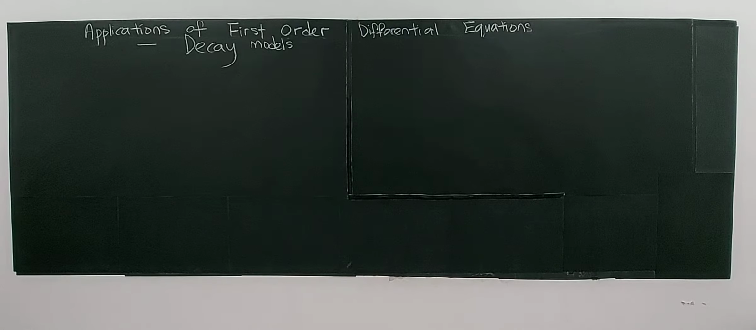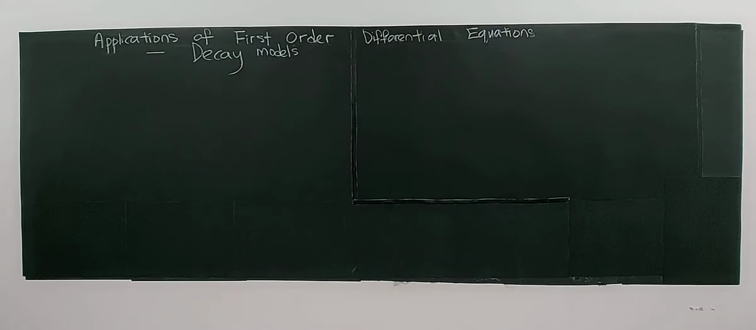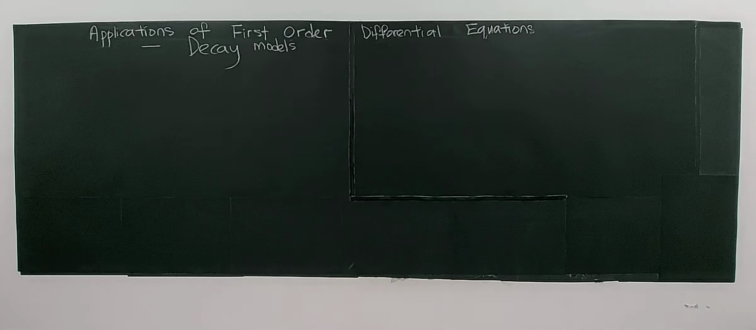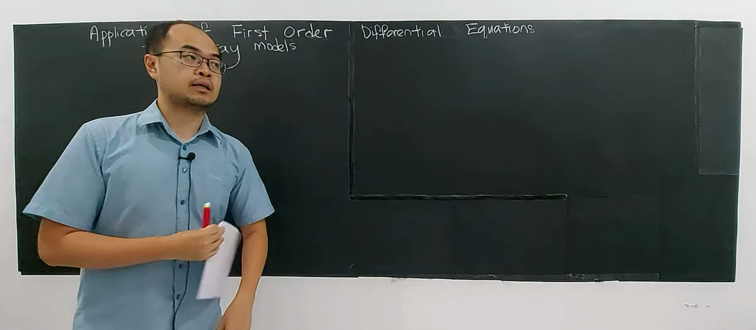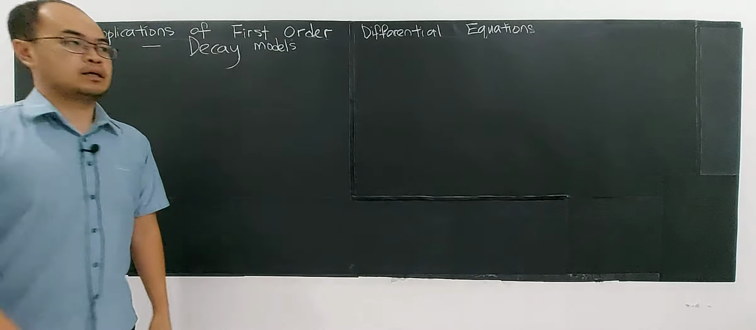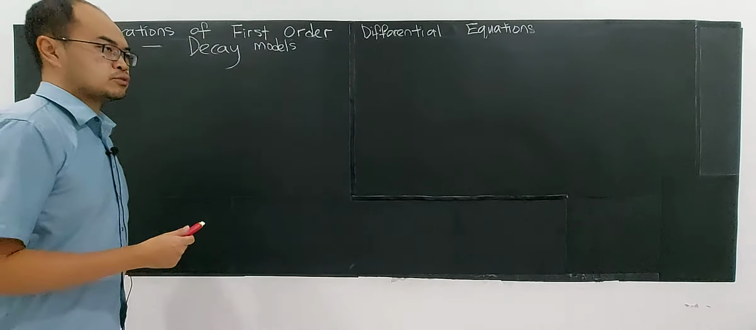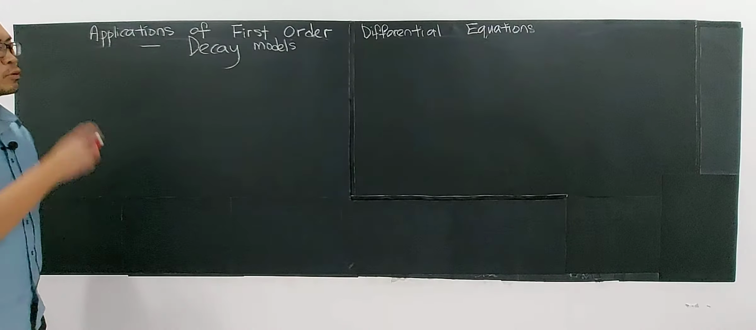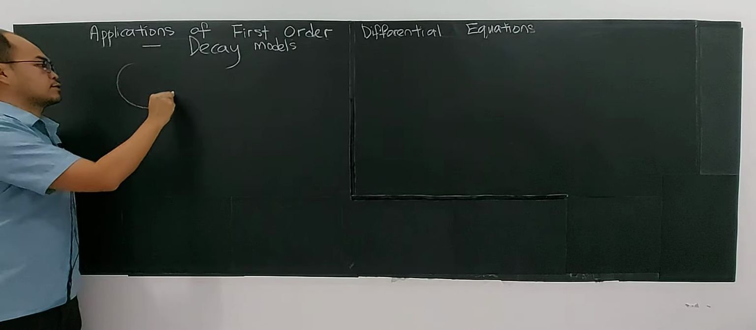Hi. In this video, I'm going to introduce another model involving a first order differential equation, which is the decay model. The most famous one that you study in chemistry and physics is called the radioactive decay model. Usually we use radioactive decay as a model to explain decay. For example, you know that there is a radioactive substance, right?